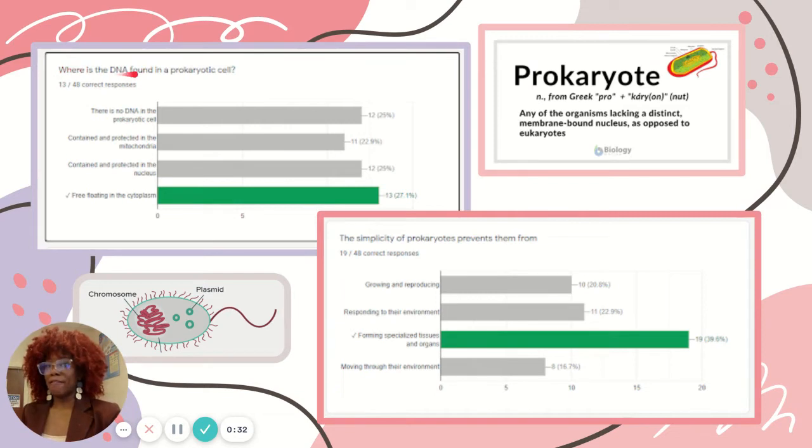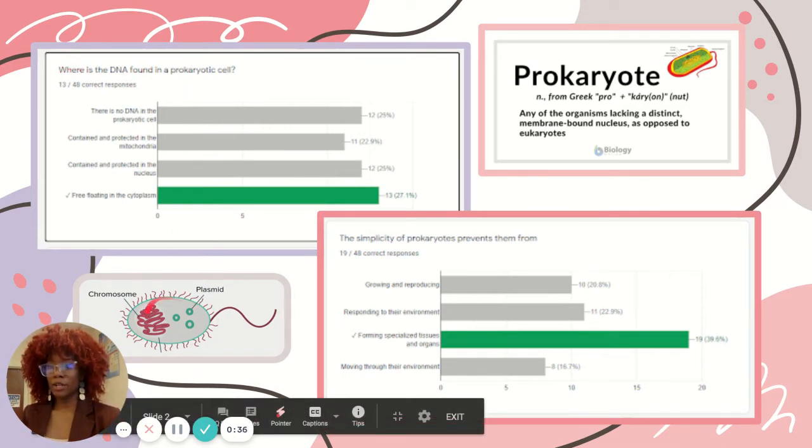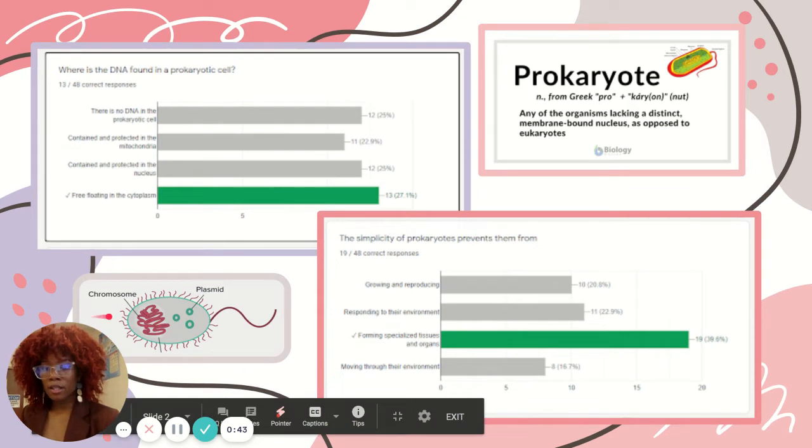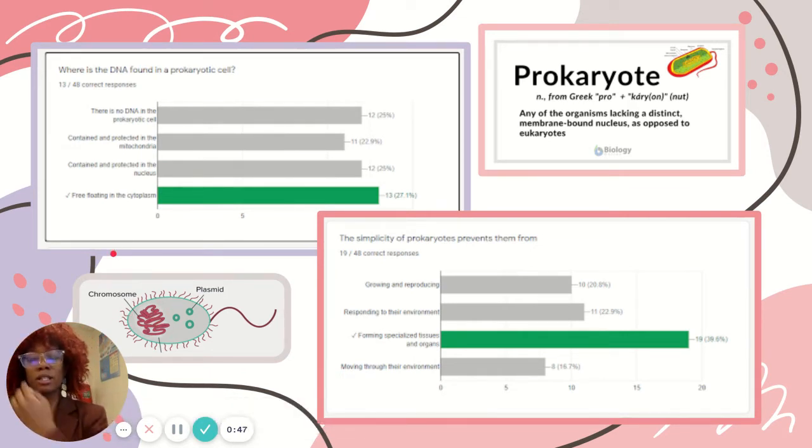So where is the DNA found in a prokaryotic cell? Well, this is what a prokaryotic cell looks like, right? This is a bacteria. This is its chromosomes, which you know chromosomes are DNA. Do you see a nucleus surrounding it? No, okay? They do have DNA because DNA directs all cellular activities. Cells can't do anything unless they read DNA that tells them what to do. So for those of you who said there's no DNA, well, there is DNA in a prokaryotic cell.